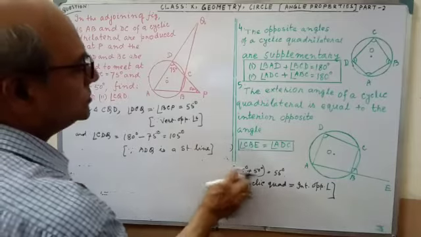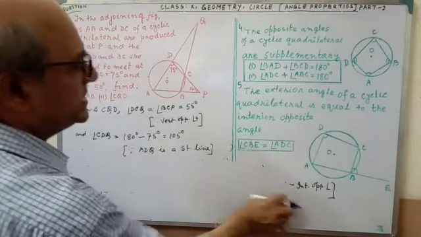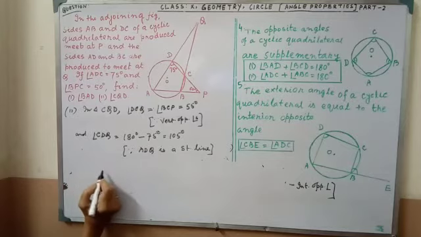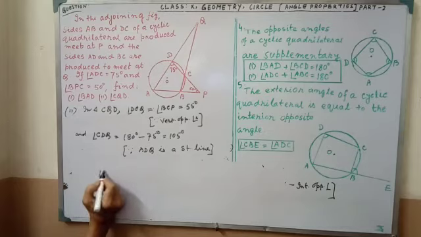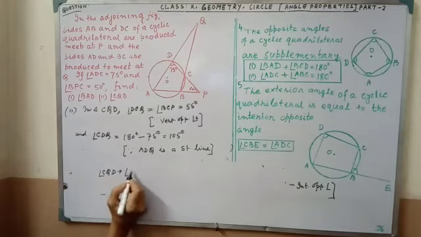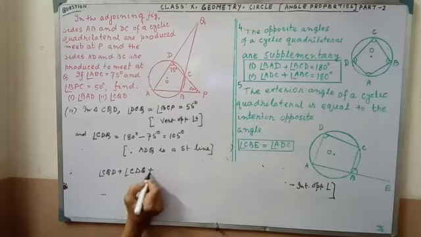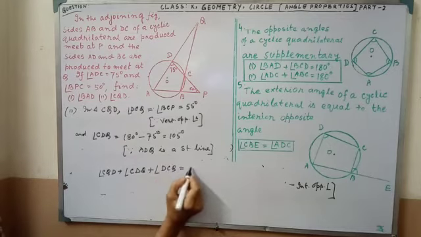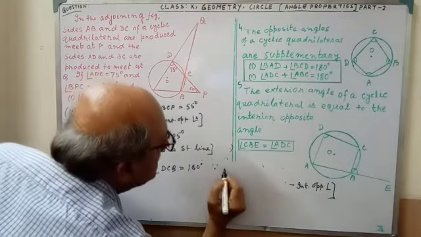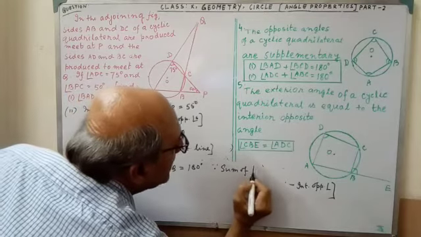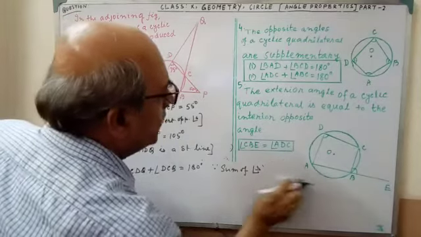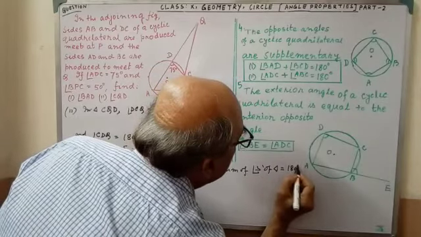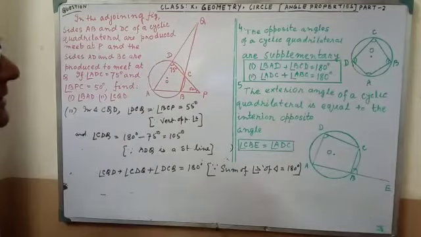Now we have to find out angle CQD. Therefore, in triangle CQD, angle CQD plus angle CDQ plus angle DCQ equal to 180 degrees, since the sum of angles of a triangle equals 180 degrees. This reason you have to write clearly.